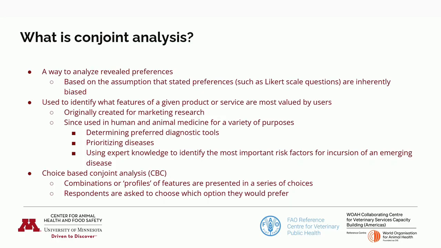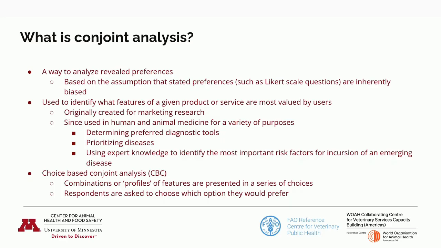That includes determining what type of things you would prefer in your diagnostic tools, how to prioritize different diseases for public health interventions, and eliciting expert knowledge to identify the most important risk factors for incursion of emerging diseases. There's a particular type of analysis called choice-based conjoint analysis, where we have combinations or profiles of features presented in a series of choices, and respondents are then asked to choose which choice they would prefer.